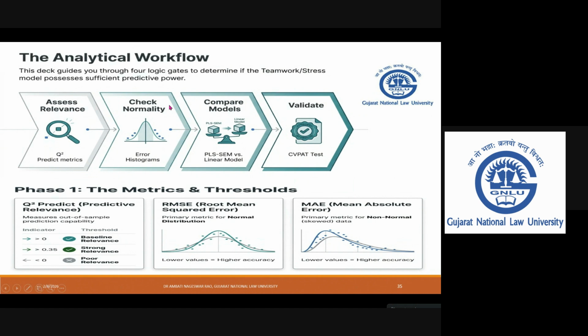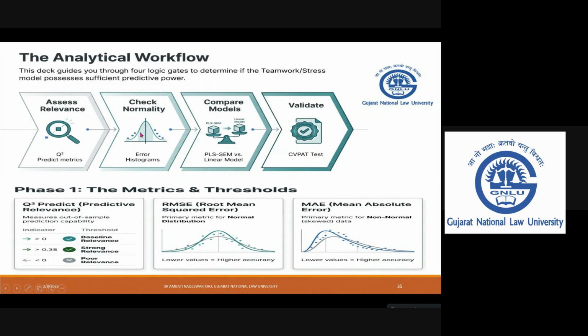In PLS predict, we have a couple of parameters like the Q-square value. If your value is greater than 0, your model has predictive relevance. Based on it being greater than 0, the model that you explored has a good prediction level.